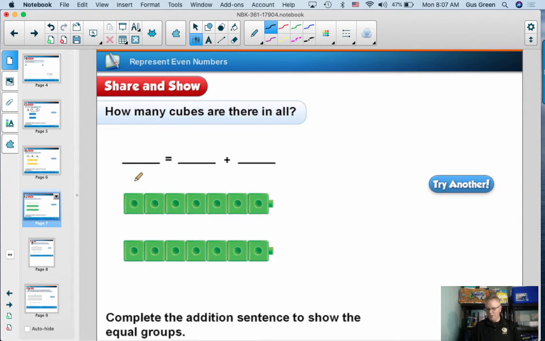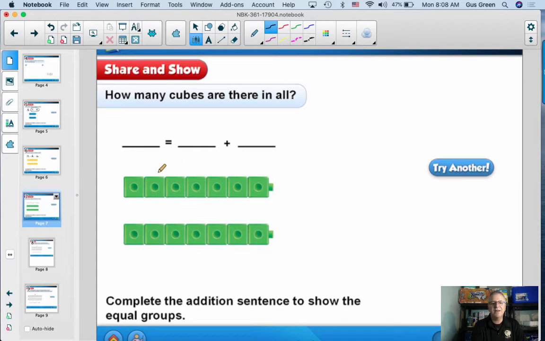Erase your board and get ready to write a new equation. So we're going to need a blank equals blank plus blank. And let's start in on the total. 1, 2, 3, 4, 5, 6, 7, 8, 9, 10, 11, 12, 13, 14.